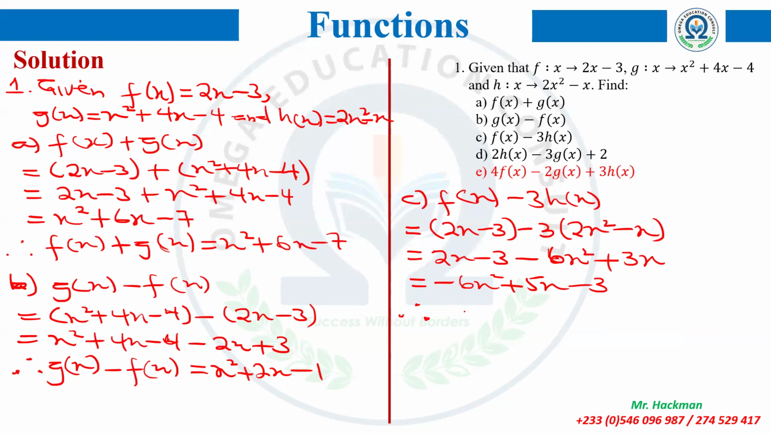So therefore, I will have f of x minus 3h of x equal to, I can see I have a positive term here, which is the 5x. I'll write that one first, and the other two negative terms you can follow it up with. So I'm going to write 5x, then minus 6x squared, then minus 3. All correct? Yes, okay.